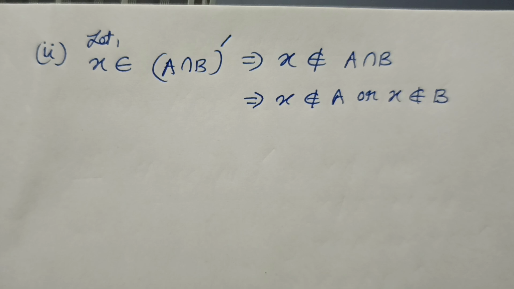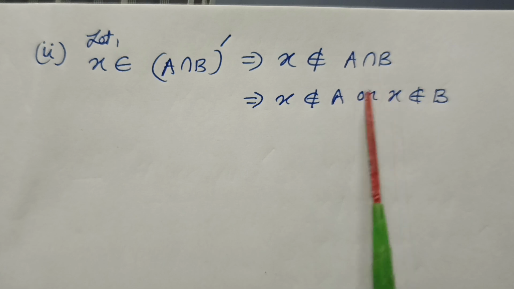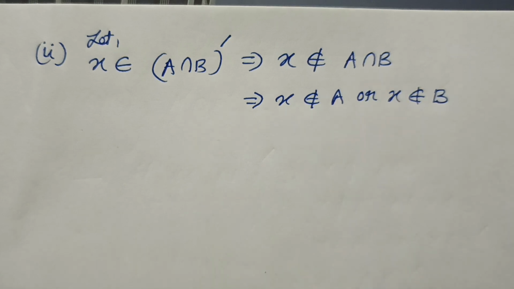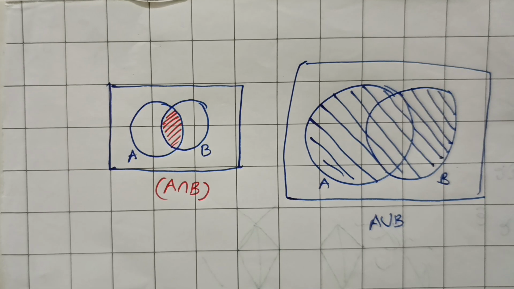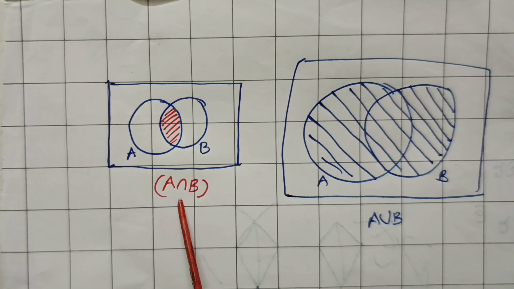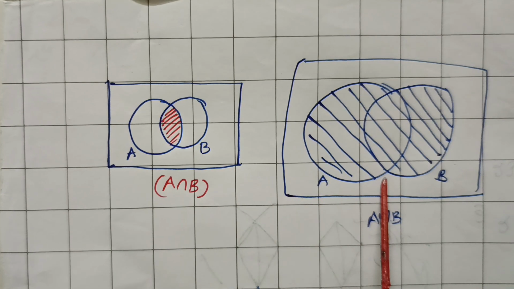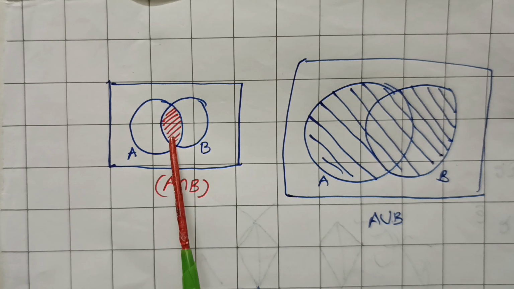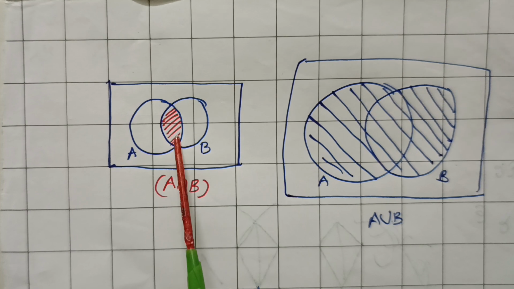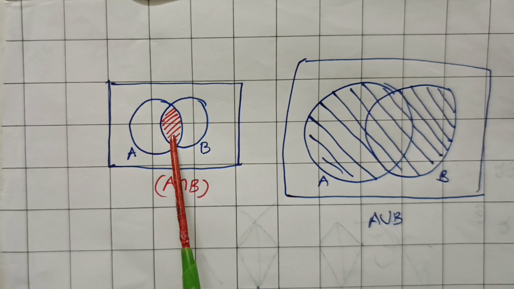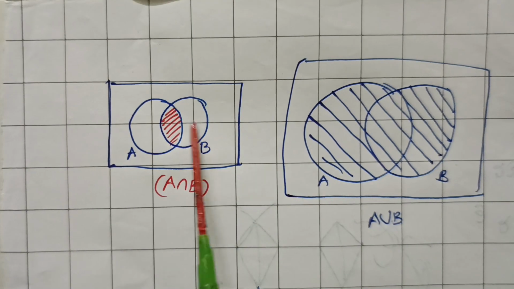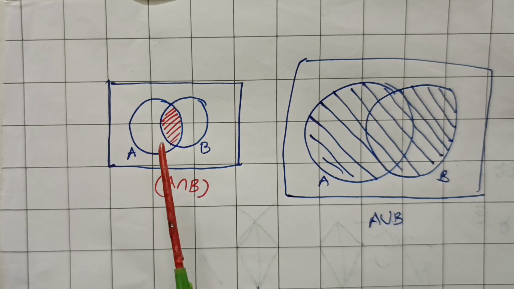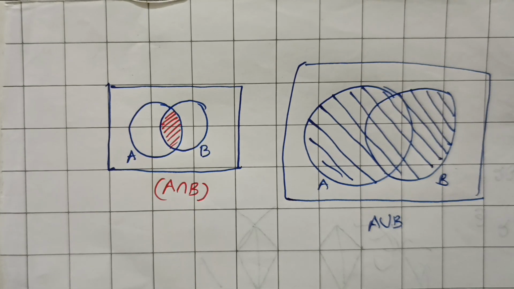Again, the doubt may come that usually with intersection "and" is associated. How come we are writing "or" over here? Let us look at the Venn diagram. Here is our Venn diagram of A intersection B. This was A union B, this is A intersection B. This red shaded region represents A intersection B, and the situation is that X does not belong to A intersection B. That means X can belong to this part or this part. So that is why in this case we use the word "or".